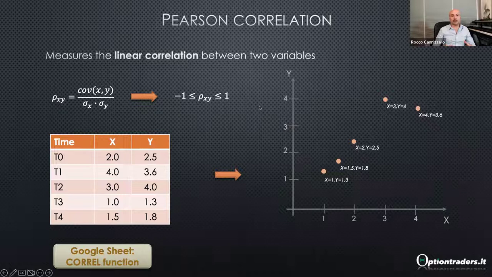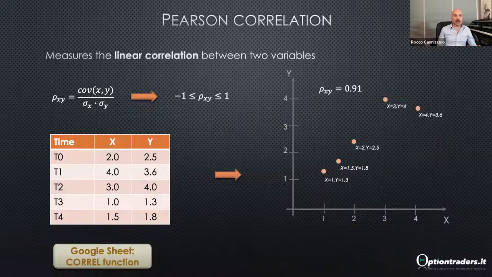Now, obviously we're talking about 5 points, and 5 points is not statistically significant, but as a general idea, if when one variable increases, so does the second variable, then in this case we will be talking about positive correlation. And the correlation coefficient is basically a number that measures how much these variables are correlated. In this particular example, the correlation will be 0.91, which means it's a pretty high correlation, because one is the maximum.